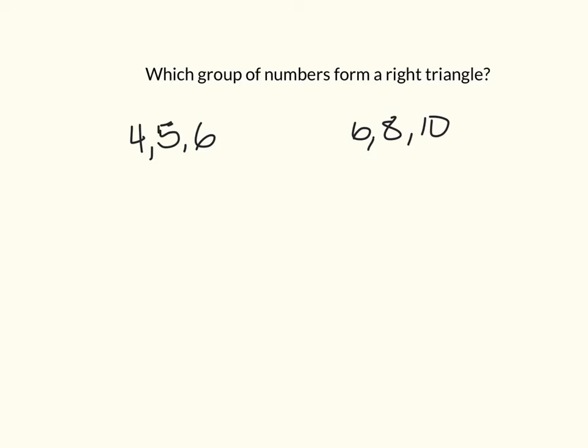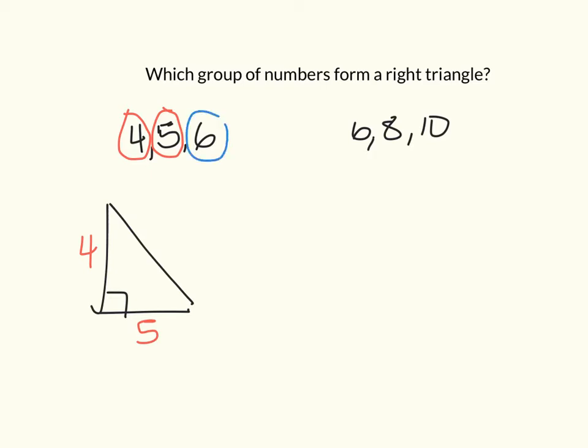So let's start here on the left. Let's start by drawing my right triangle, an absolutely gorgeous right triangle. And let's plug in the numbers here. I know that my smallest two numbers are always the legs. The legs of my triangle are always the smallest numbers, and the biggest number is going to be my hypotenuse. So we're going to check to see if this works.